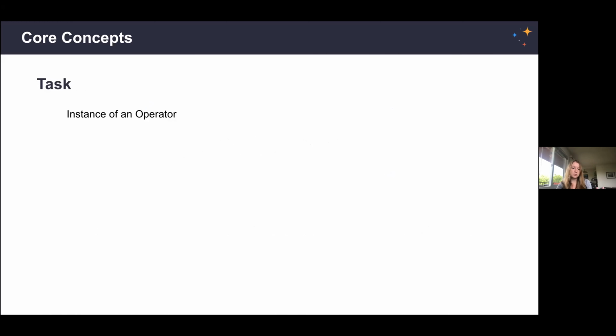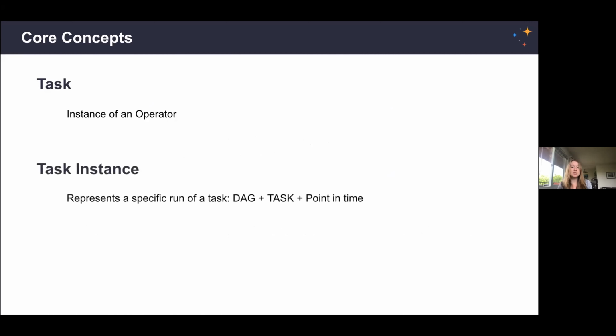And then the next concept we talked a little bit about already is your task. This is just an instance of an operator. Every time you have an operator that you are defining, you're defining it as a wrapper around that task. And then your task instance is going to be a specific run of that task. So you have a DAG, and then you have a task within that DAG, and then for one run at a point in time, you have that task instance.